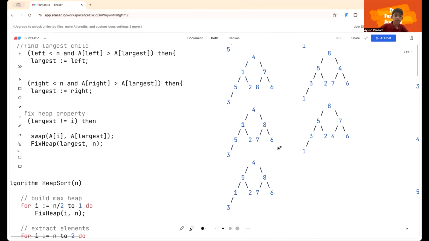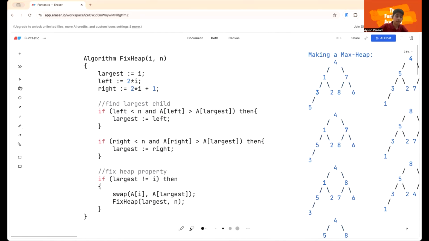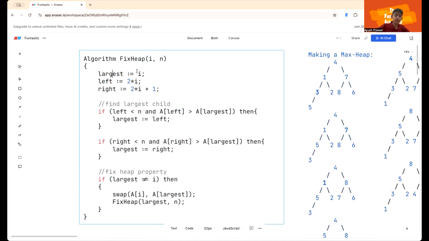Maybe you'll understand clearer if I show you the code behind fix heap. We set largest, a placeholder variable, to be equal to i. Then we calculate its left and right children using the formulas I mentioned earlier, 2i and 2i plus 1. These two if statements set largest to the biggest among i and its two children. If A left is bigger than A largest, largest is left. If A right is bigger than A largest, largest is right.